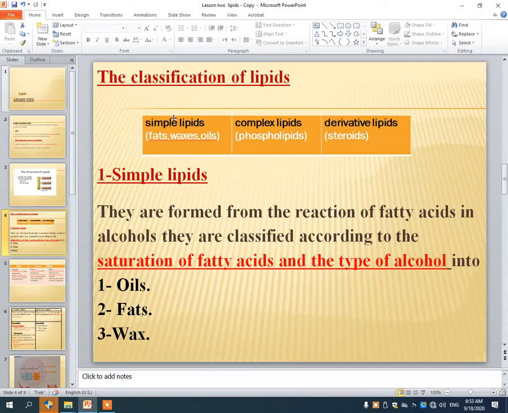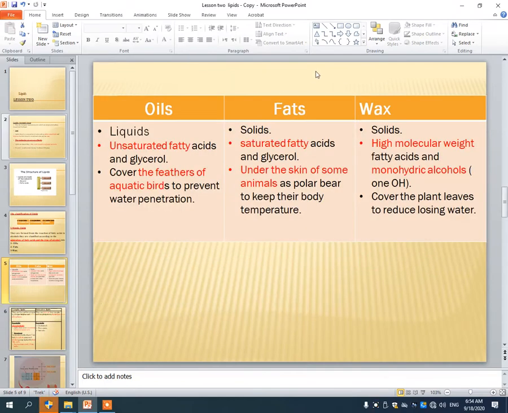Okay, so the simple lipids are classified into three types according to the saturation of fatty acids and the type of alcohol, which are oils, fats, and wax. Oil is liquid, which means it has less hydrogen, so the fatty acid is unsaturated. Oils consist of unsaturated fatty acids and glycerol.